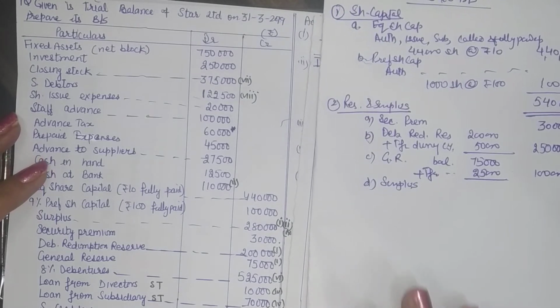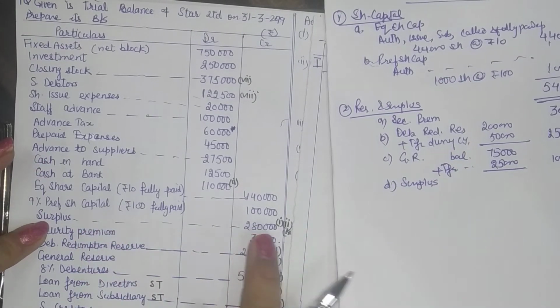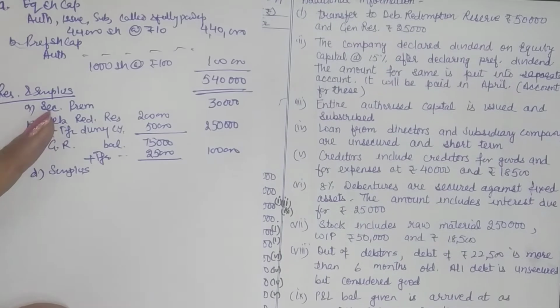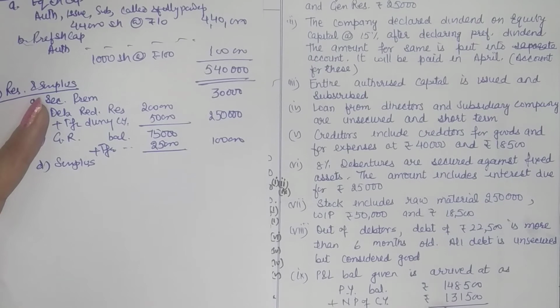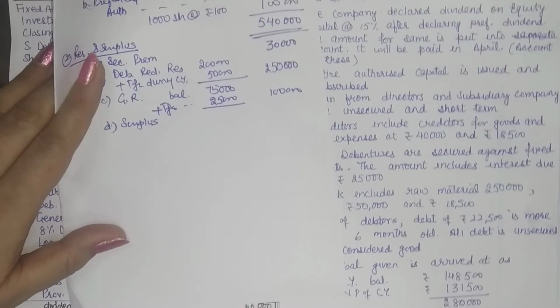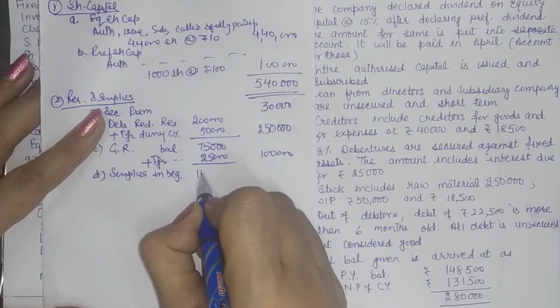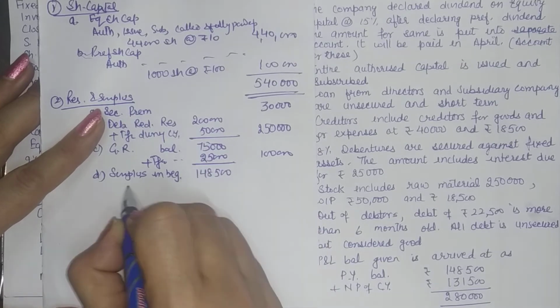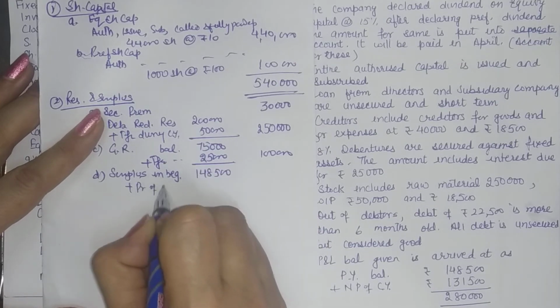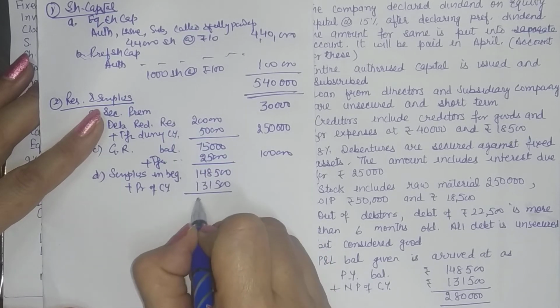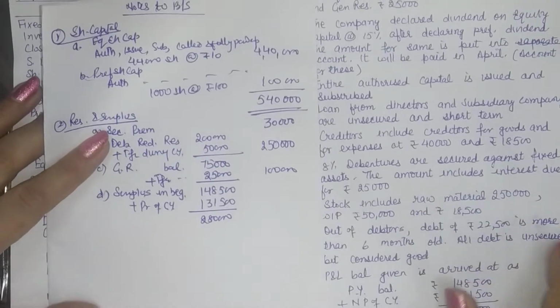Let us see the surplus. It is 2,80,000. It has 3 adjustments. Number 1, the P&L balance is arrived at like this, so we need to give this detail. Surplus in the beginning 1,48,500 plus profit of current year 1,31,500. So 2,80,000.